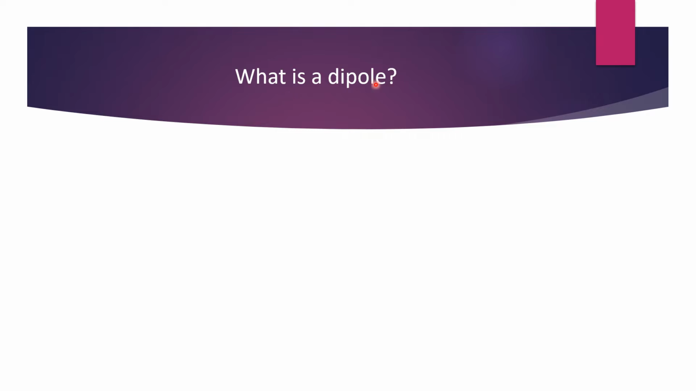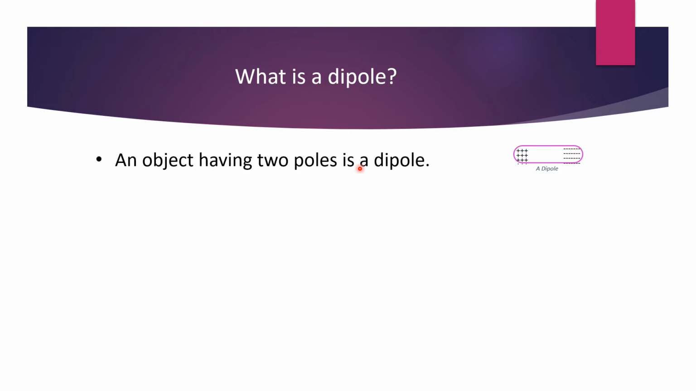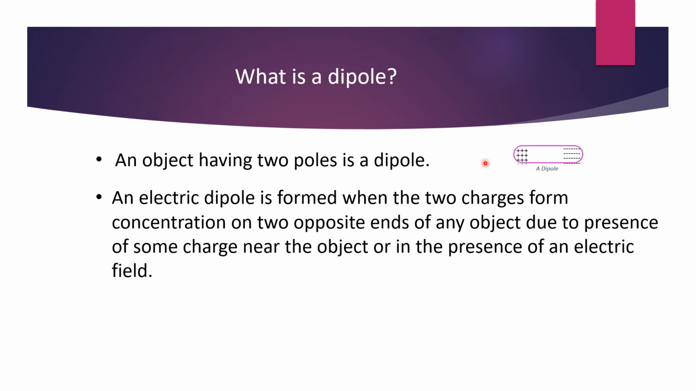What is a dipole? An object having two poles is a dipole. An electric dipole is formed when two charges, positive and negative, form concentration on two opposite ends of any object due to presence of some charge near the object or in the presence of an electric field.